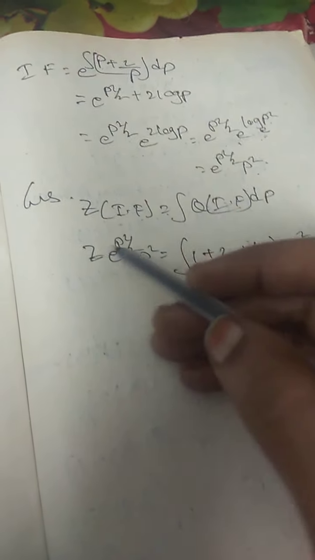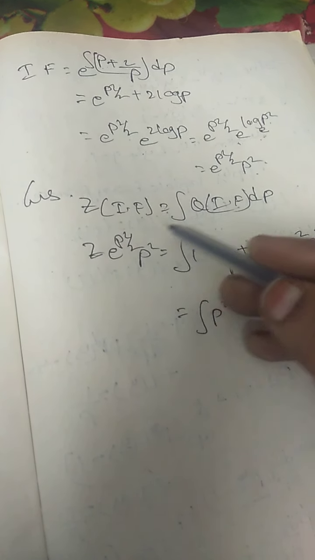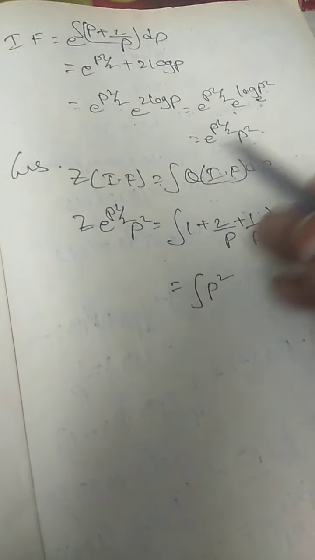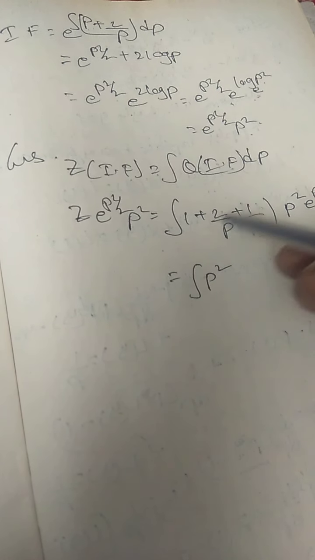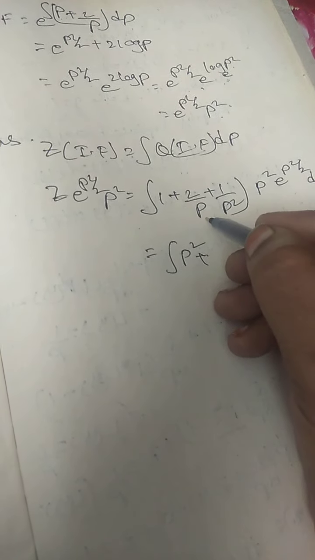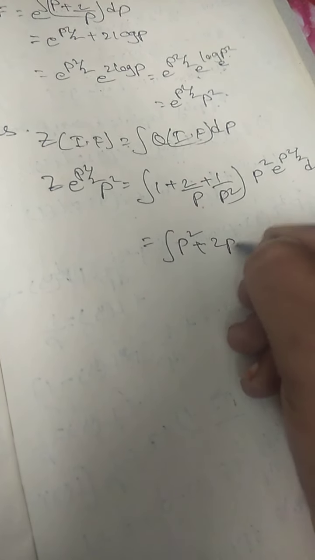Now we have to calculate the general solution. So z into integrating factor equals integral of q into integrating factor dp. So z into e power p square by 2 into p square, and q is 1 plus 2 by p plus 1 by p square, into p square into e power p square by 2, which gives 2 into p square by p is 2p, plus 1, into e power p square by 2 dp.